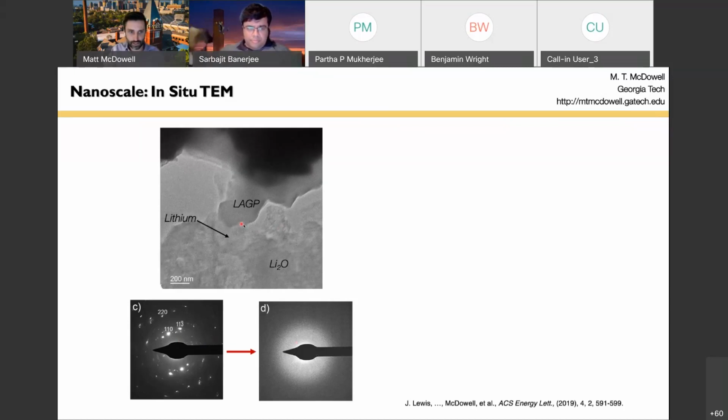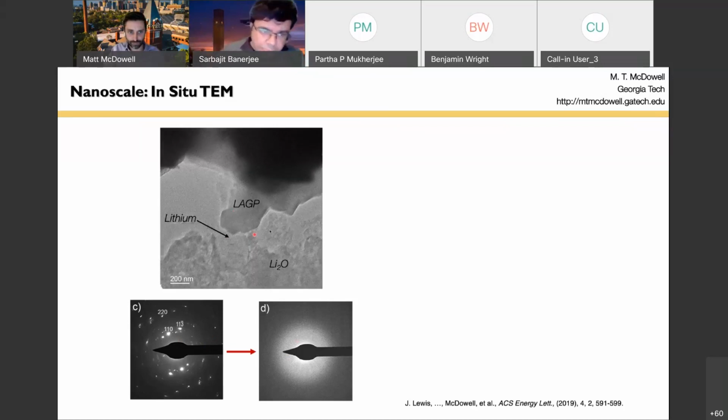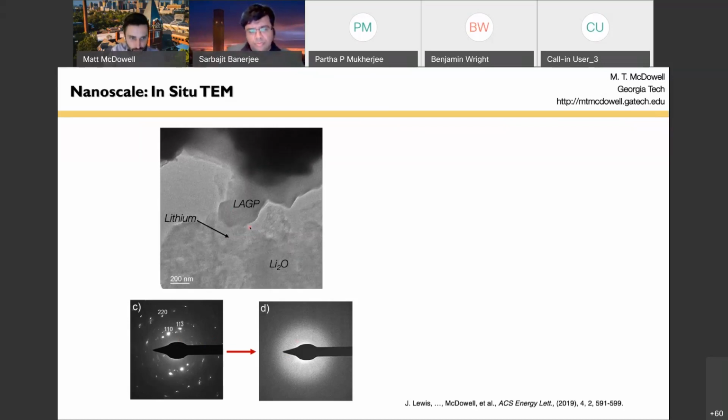Second thing to notice is when it reacts, it expands in volume. And so if you look closely right there, you see a little bit of an expansion. And so this is very important. So you're actually incorporating lithium into the material and it's expanding. So that's going to generate stresses.